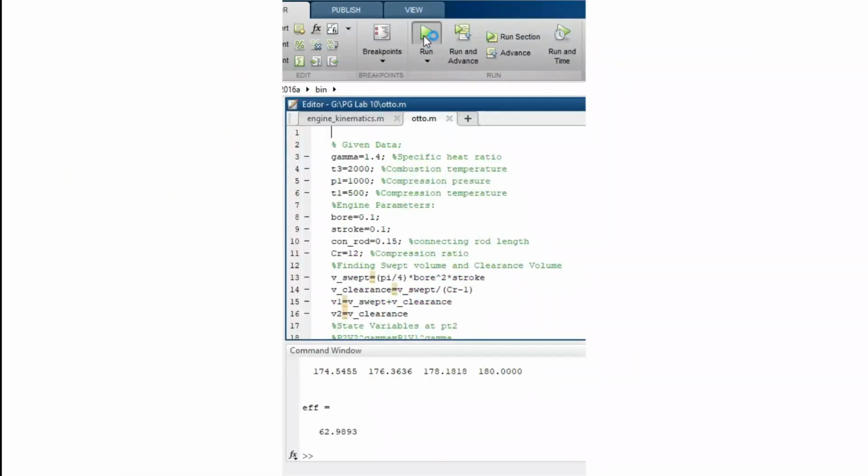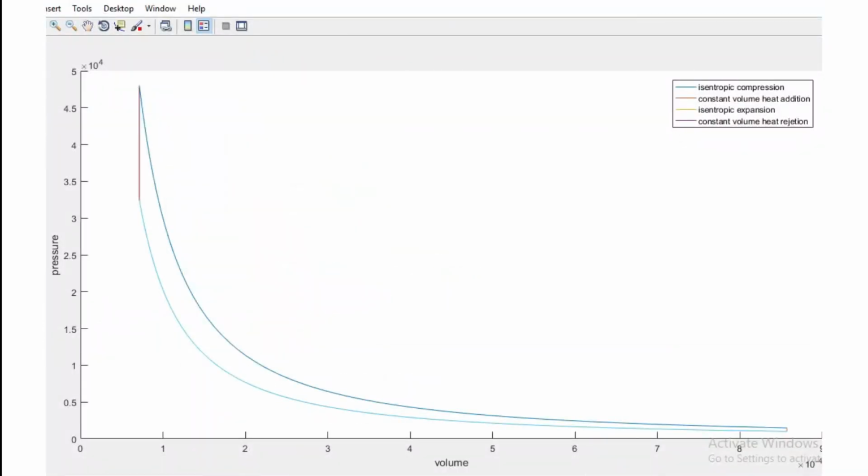Now students, we are going to run this code in MATLAB. You can see here that the efficiency is 62.9893, and here we have a PV diagram of our Otto cycle, and the legends are also shown which represent each phase. This blue line shows the isentropic compression, then we have a constant volume heat addition, after that we have an isentropic expansion, and then you can see here that this small line shows the constant volume heat rejection. So this is our PV diagram of the Otto cycle.